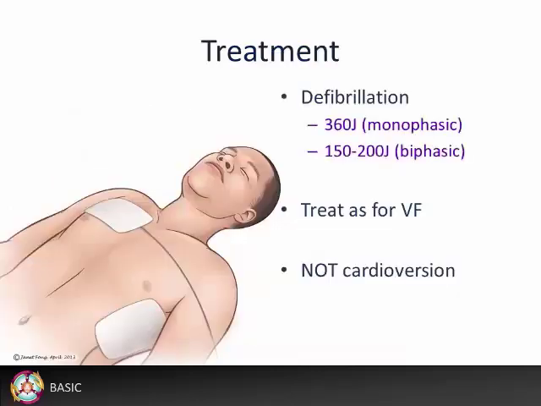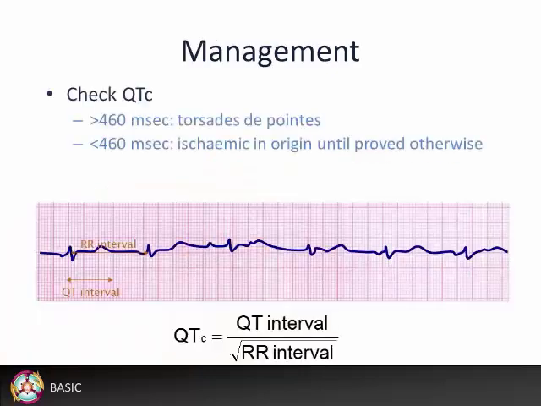The management is therefore the same as for VF. She should be treated with defibrillation, not synchronized cardioversion. Once a normal rhythm has been restored, check the corrected QT interval. This is often given automatically by modern ECG machines, but if not, can be calculated by dividing the QT interval in seconds by the square root of the RR interval, also in seconds.